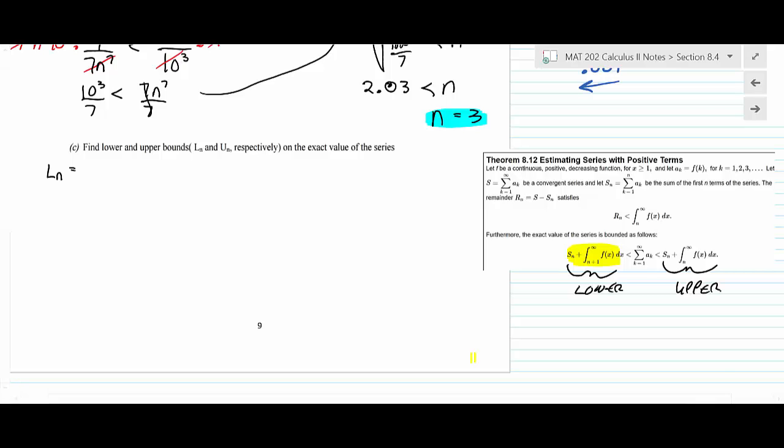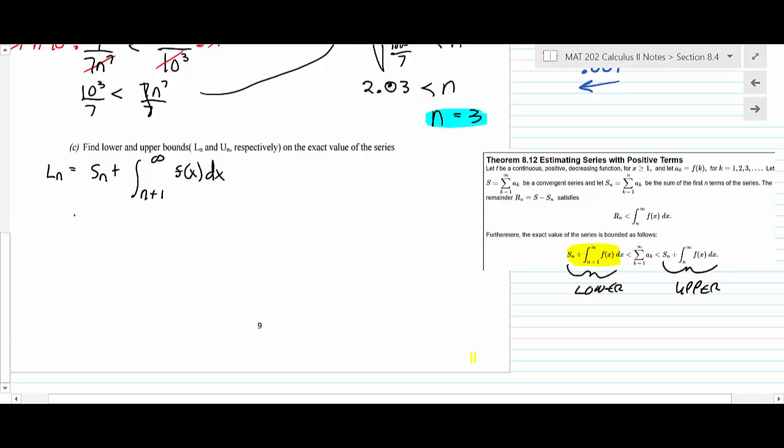So if we do this lower bound, we're going to do S of n plus the integral from n plus 1 to infinity of f of x dx. Like that. Now we're going to leave S of n in there because we don't know S of n yet. What does S of n stand for? That's the partial sum, right? Whereas S stood for what? The entire sum. Whatever the value of that convergent series is.